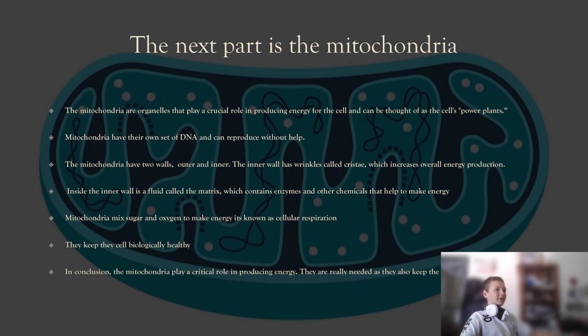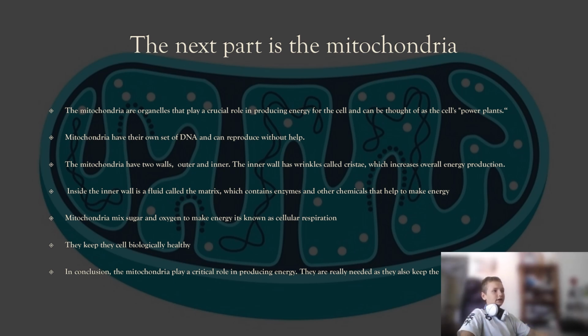This brings up the amazing fact that scientists think that the mitochondria at one point in time was separate from the cell, and it eventually formed a symbiotic relationship with the cell after somehow coming together and learning how to work together. The mitochondria have two walls, the inner and the outer wall, but today we'll just focus on the inner wall, and that's the important part because the outer wall is basically just protective.